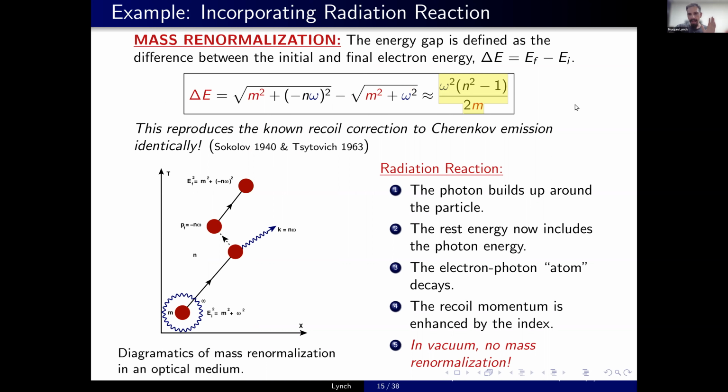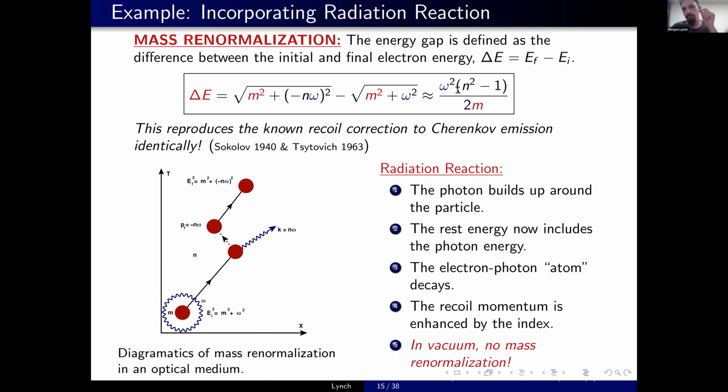Now in vacuum, you don't have any mass renormalization, so you just have the omega squared over 2m term. And so now you can just see by eye that this is a process-independent recoil. Whatever happens, the recoil gives you a kick. And so if I want to incorporate this type of recoil in Larmor radiation, now we have radiation reaction, the standard problem of radiation reaction. Sorry, but n is equal to 1 in vacuum, so this term disappears.